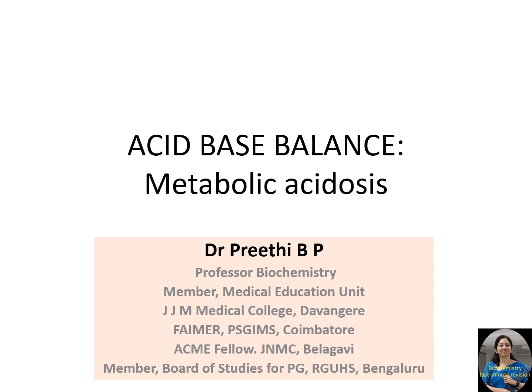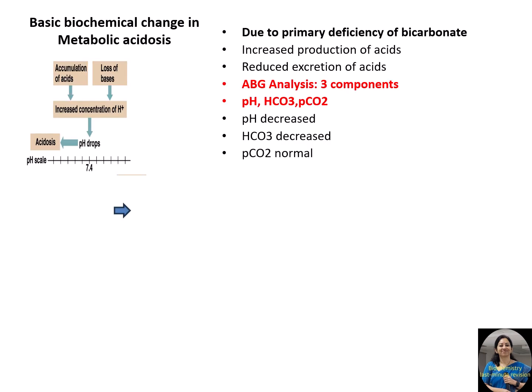Acid-base balance. This video is on acidosis. Now, in metabolic acidosis, the basic change is deficiency of bicarbonate. It can also be due to increased production of acids or reduced excretion of acids. In all these situations, there is increased concentration of hydrogen ion, as a result of which the pH decreases and acidosis sets in.